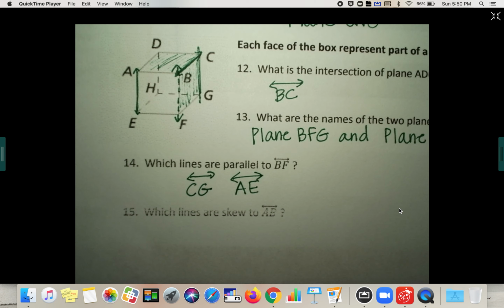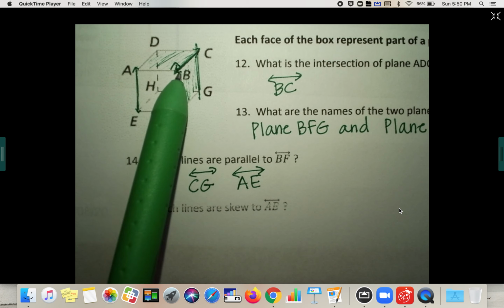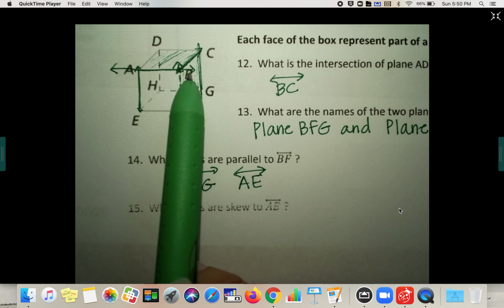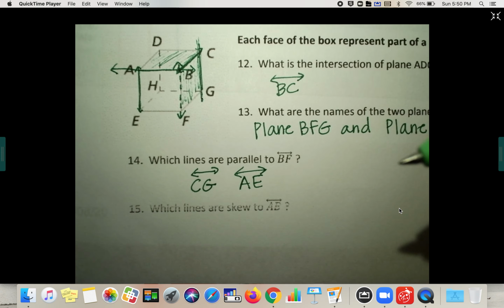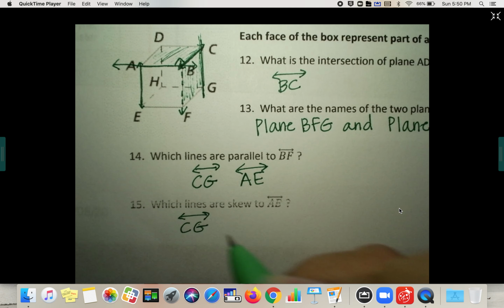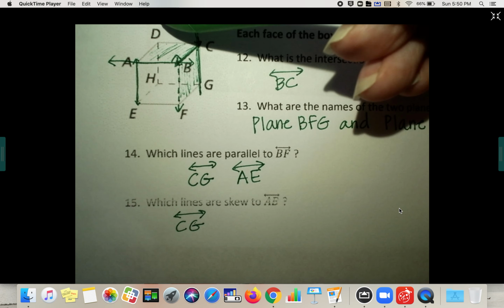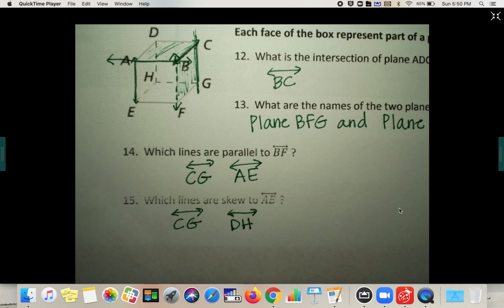Which lines are skew to AB? So let's look at AB. AB is this top line right here, right across the top. Skew, remember, has to be going a different direction. So if this one's going horizontally, it needs to be going vertically, but also will never intersect it. So this one in the back over here will never intersect it. So that is line CG. Let's see what else. There are some more skew lines to AB. The other one in the back, way over here, DH.